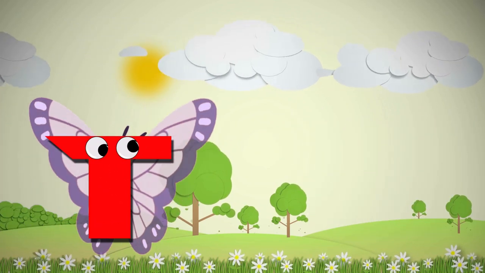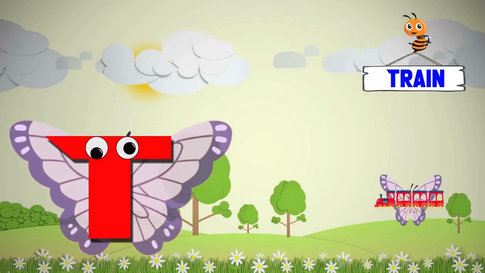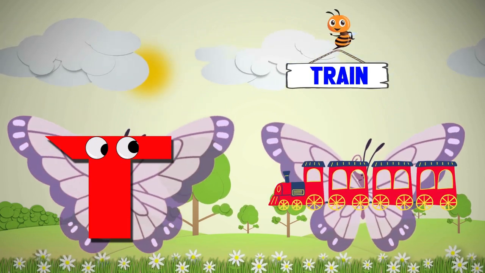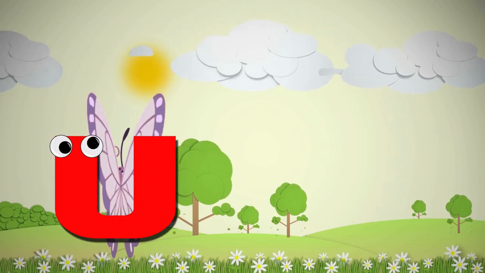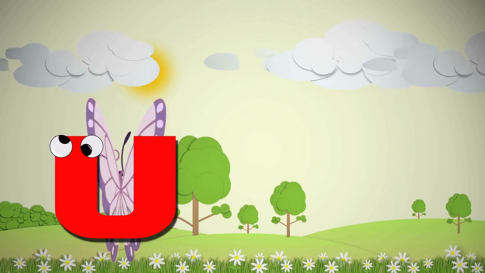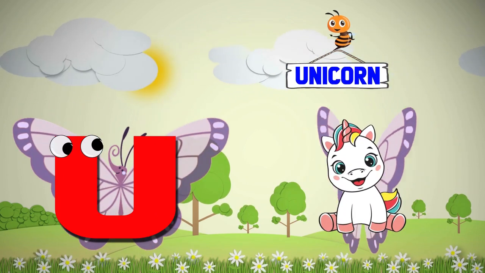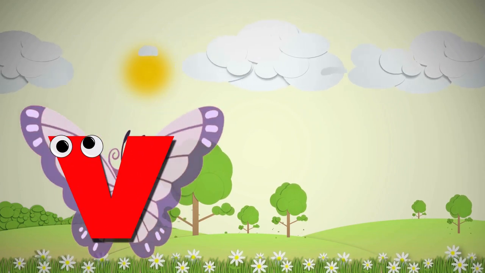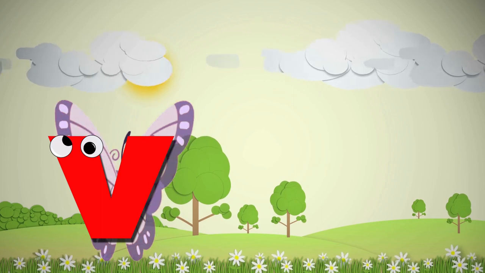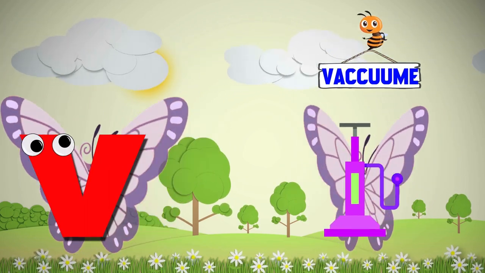T is for train. U is for unicorn. V is for vacuum.